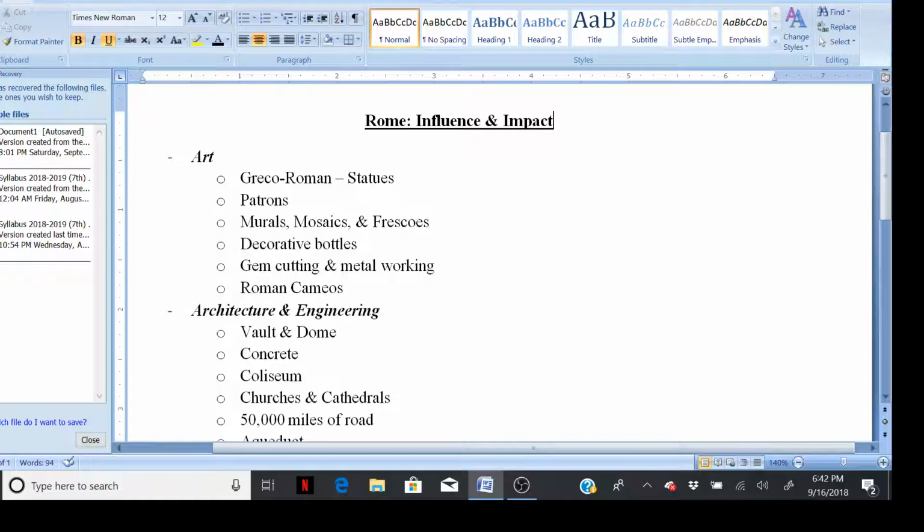They were also patrons of the arts, meaning that they supported the arts, especially those who were rich. They would have such Greco-Roman statues in their homes to depict not only themselves, but past family members, political figures, etc. They also were big fans of murals, mosaics, and frescoes, which they did really well.